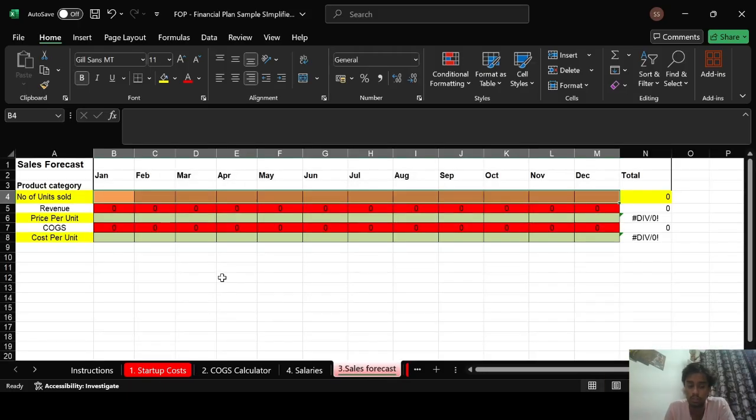Okay, so coming to the third slide, that is the sales forecast slide. In the sales forecast, we have the months on the y-axis, and on the left side we have the number of units sold, product category, revenue, price per unit, and then from that we calculate the cost of goods sold and cost per unit.